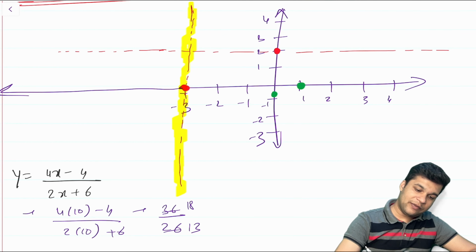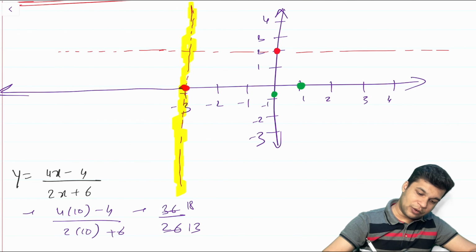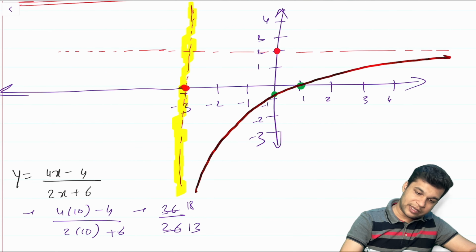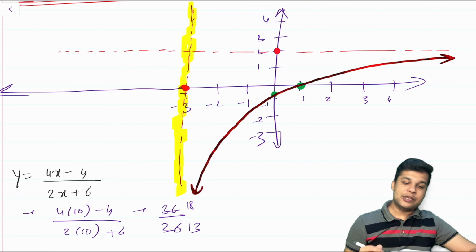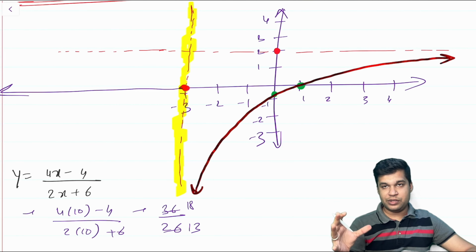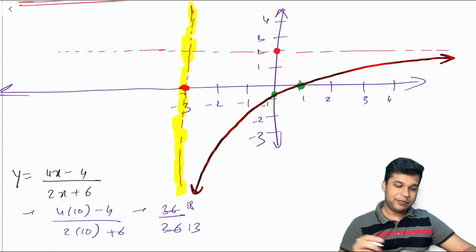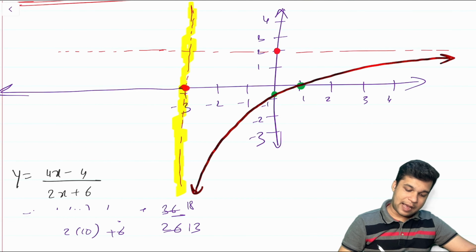So the graph will look something like, it will pass through these 2 points, and it will look something like this. It's trying to touch the asymptote, but it's not touching the asymptote. Okay. Now let us find what's happening.